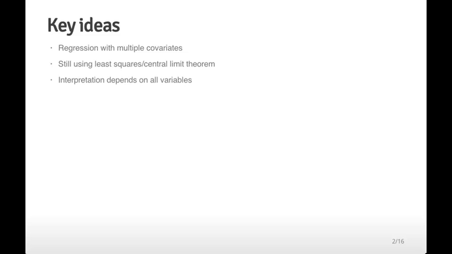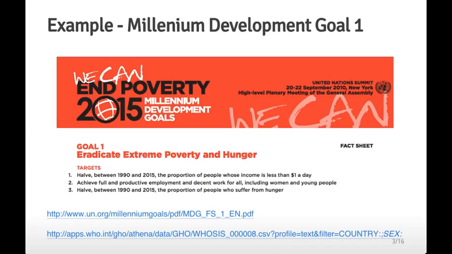And we're going to pay careful attention to how we interpret the coefficients that we get from multiple regression because it can be a little bit tricky, particularly if you have interaction terms that you're dealing with. So the data that we're going to be dealing with are going to be focusing on this Millennium Development Goal 1, which is to eradicate extreme poverty and hunger. You can read a little bit more about the Millennium Goals here at this website that I've linked to.